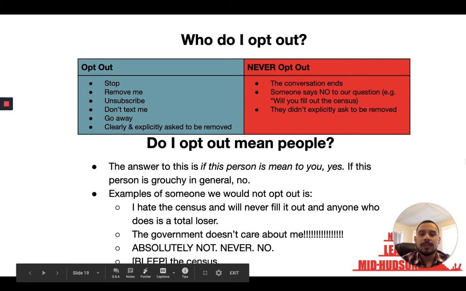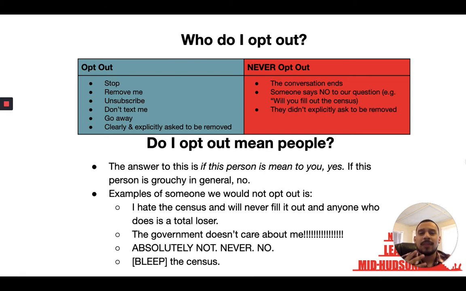So the answer to this is, if the person is mean to you, then yes. Is the person grouchy in general? Then no. Examples of who you would not opt out: "I hate the census and I will never fill it out, and anyone who does so is a total loser," or "The government doesn't care about me," or "Absolutely not, never, no," or the census. Again, these are directed explicitly towards the census and maybe not other campaigns that we have.